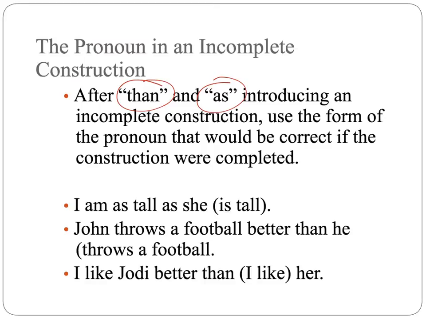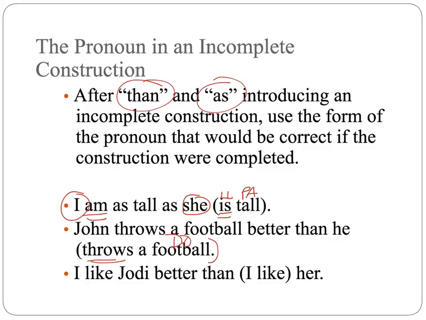Let's take a look at a sentence like, I am as tall as she. Am is the verb. I is the subject. If I were to finish that up, it would say, I am as tall as she is tall. She is the subject of is. In a sentence like, John throws a football better than he, the construction would be completed, better than he throws a football.